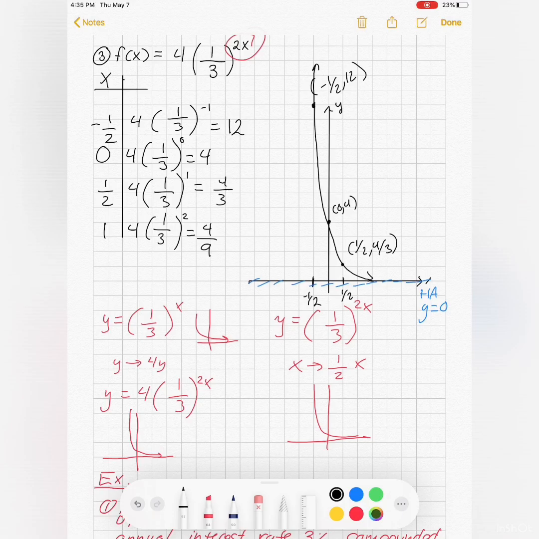It's a really steep exponential. Domain, all real numbers, range 0 to infinity.